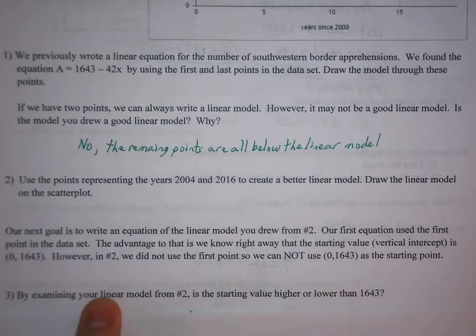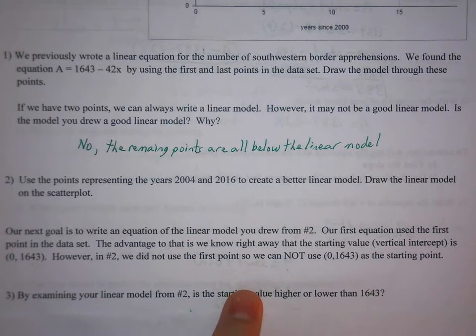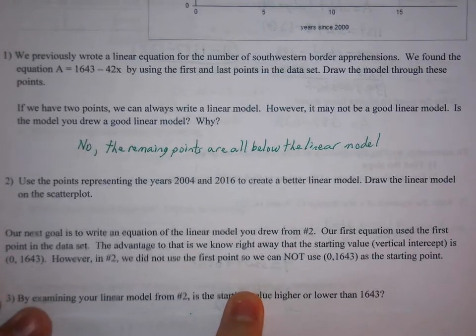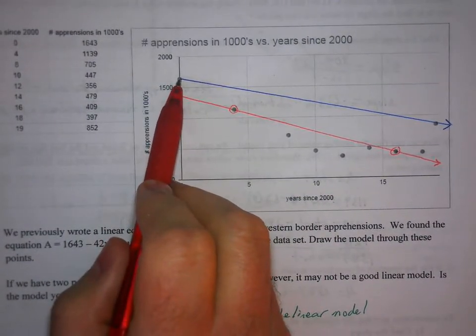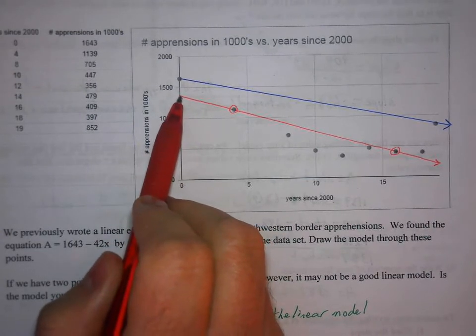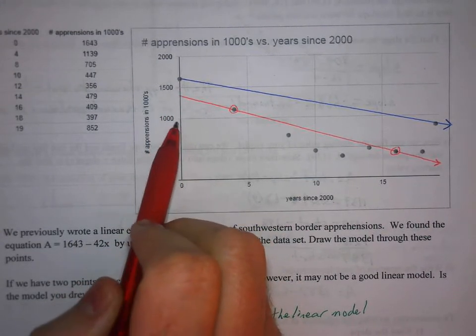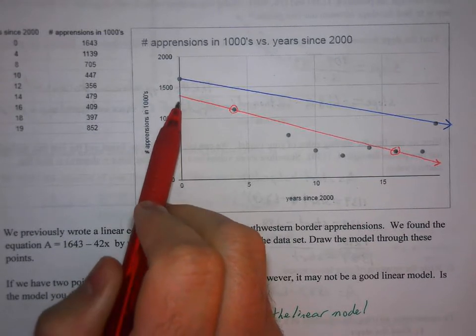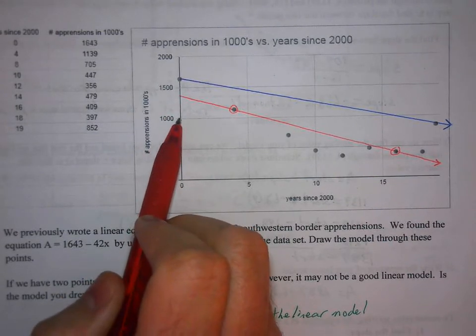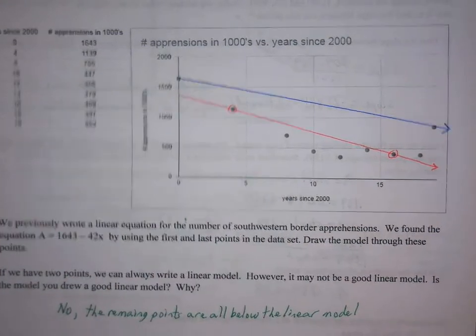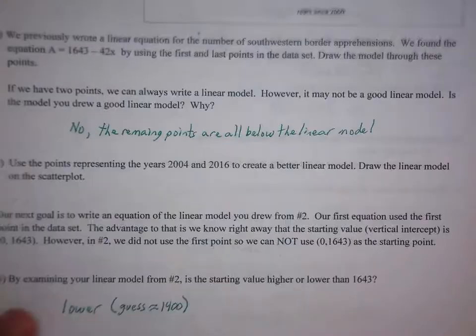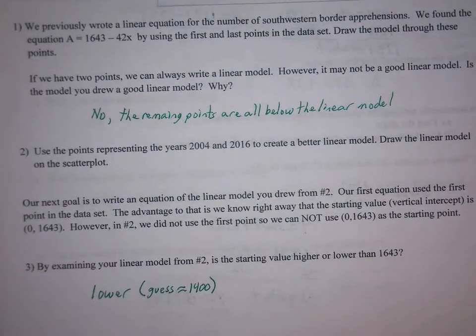By examining our model from number 2, is the starting value higher or lower than 1643? Looking at our scatter plot, 1643 is up here. Our linear model, the red one that I drew, looks like it's lower. If we were to guess, we might guess that that's right around 1400, because right here on this tick mark is 1000, and then 1500 is up here. So we know it's lower, and we would guess about 1400. Okay, so moving along to the next page.